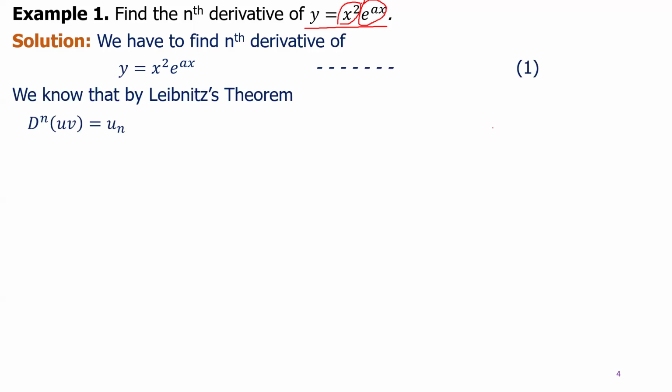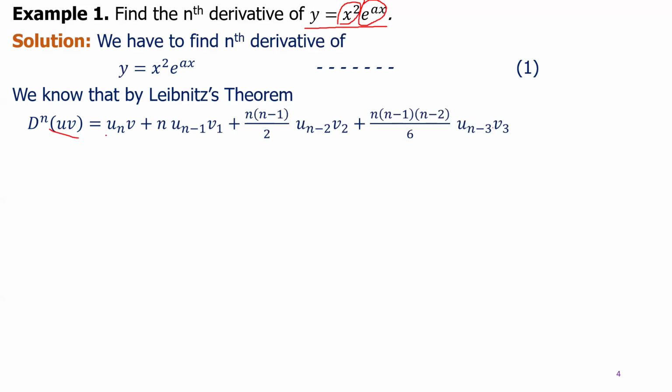We know that by Leibniz theorem, what is Leibniz theorem? The nth derivative of the product of two functions is equal to un v plus n into n minus 1 v1 plus n into n minus 1 upon 2 un minus 2 v2 plus n into n minus 1 into n minus 2 upon 6 un minus 3 v3 and so on.